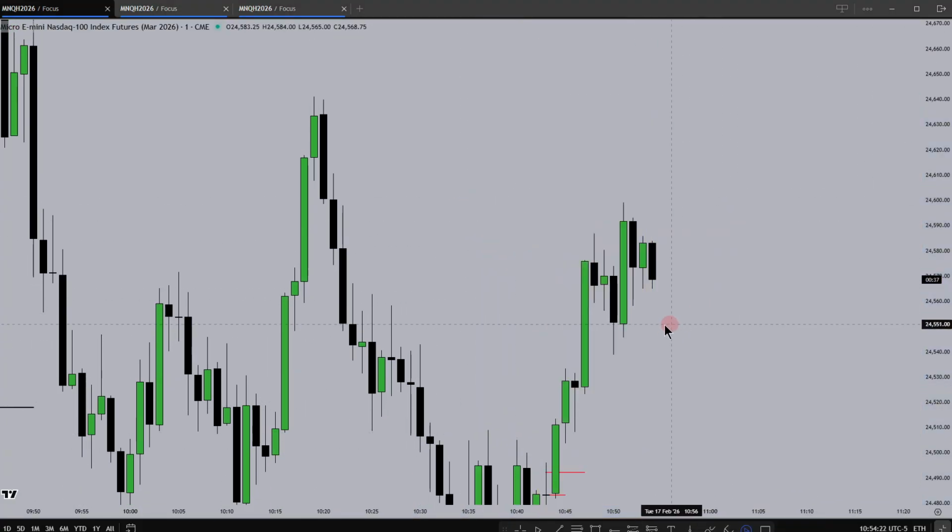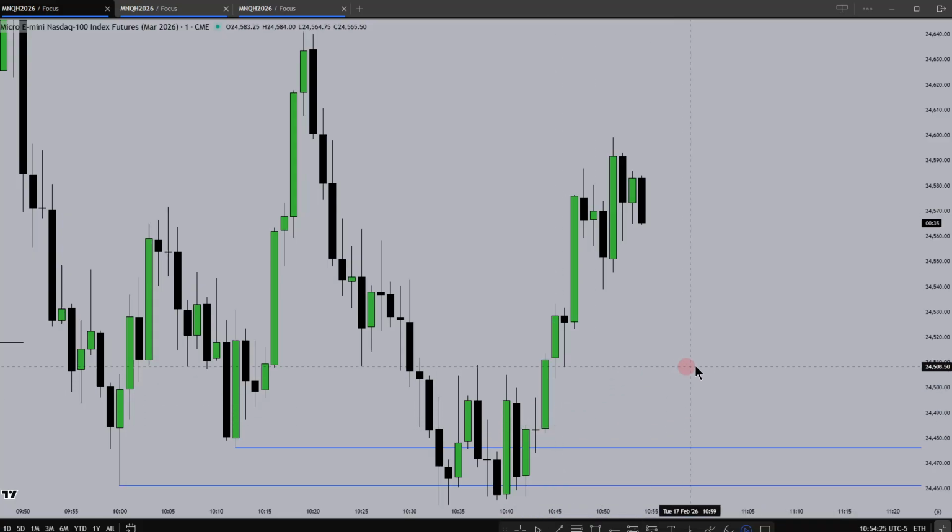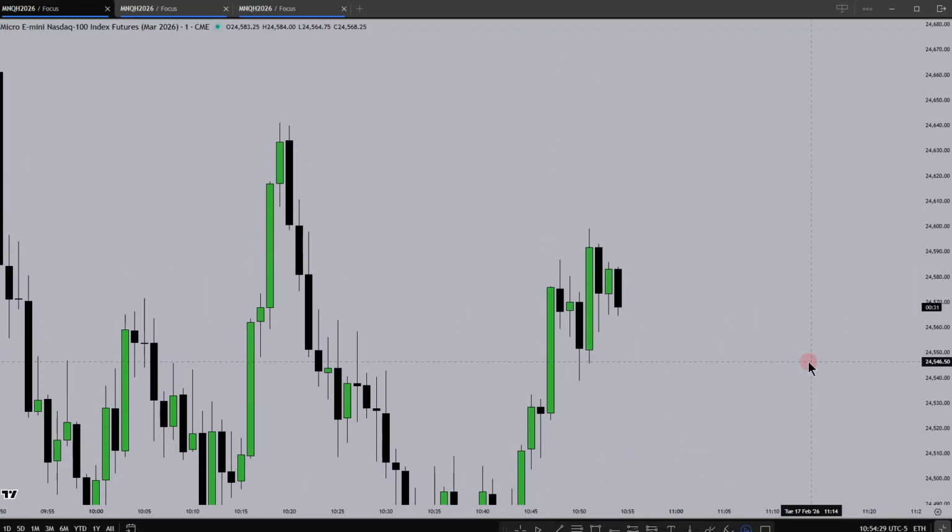Leave some of these annotations because we're going to be choppy. I usually enter on like a 15-second chart or 5 seconds, but the entry model is based on a 1 minute.